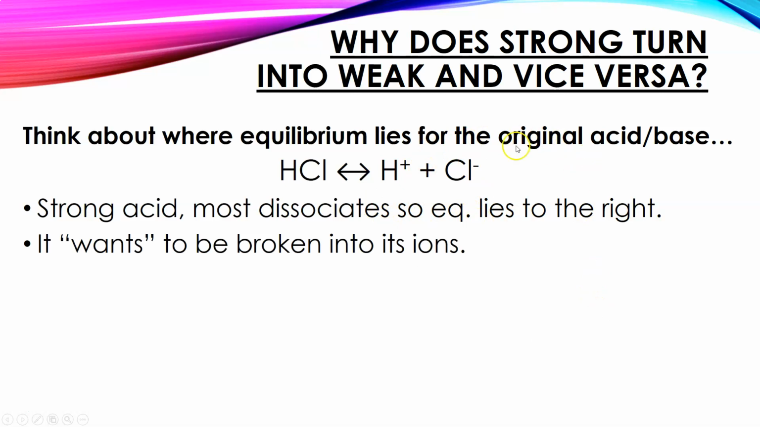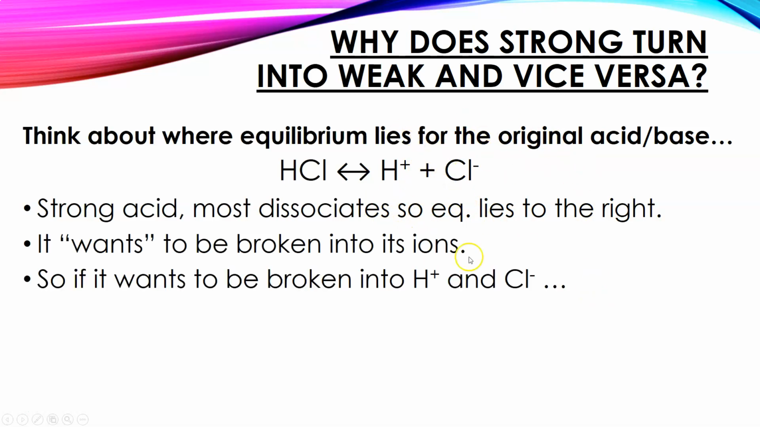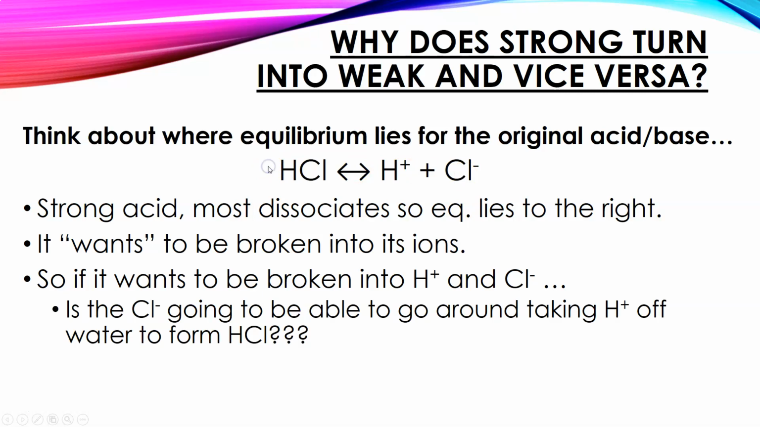If it wants to be broken into these individual ions, why on earth would this chlorine try to bond with a hydrogen to turn back into hydrochloric acid? It's not going to want to do that. The chlorine just wants to float around by itself. It's going to ignore the water. So you're not going to end up with any hydrolysis happening.